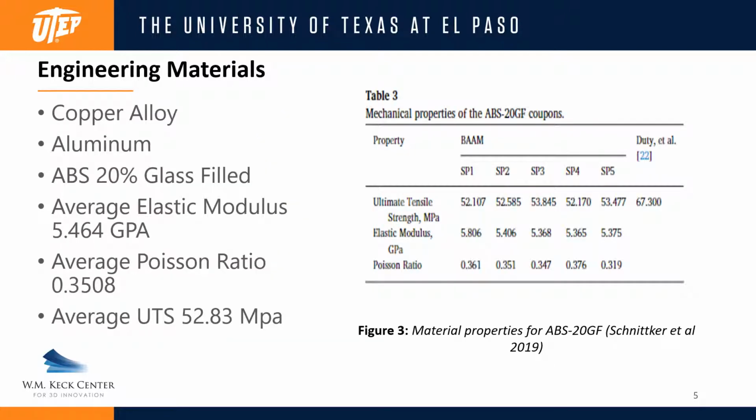So for the engineering materials which are going to be needed in ANSYS 2019, we're going to use copper alloy, which is commonly used for the fabrication of copper wires. Then we're going to be using aluminum, since our application roller for the tool is made out of aluminum. Then the material of the substrate, it's ABS 20% glass filled.